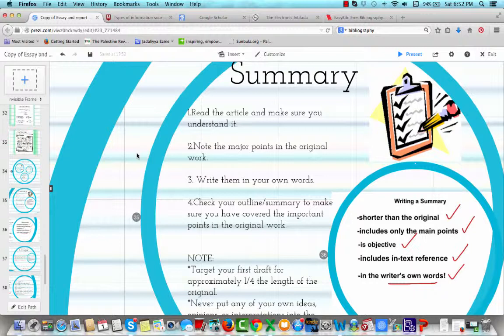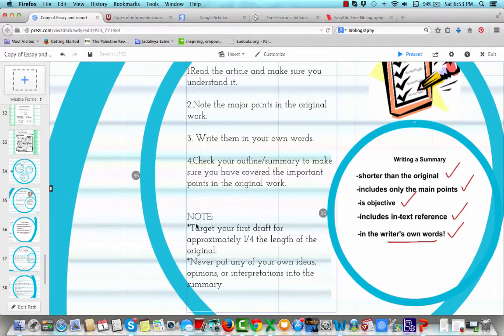You note the major points in the original work. You write them in your own words, and then you make sure that you've covered everything important from the original work, right? So if you have a one-page article, the summary would be about a paragraph, all right? 4 or 5 sentences, depends on how you summarize and your style. But a summary is in your own words, most importantly, and it's usually shorter than the original, meaning that you do not have to write up another page of summary for a one-page article, all right? Okay, so the noting, again, is approximately 1/4 of the length of the original.